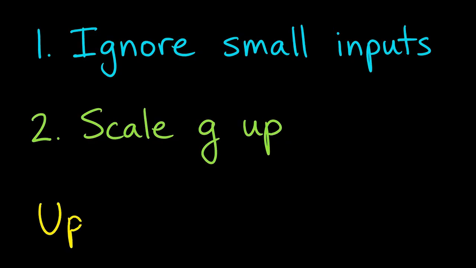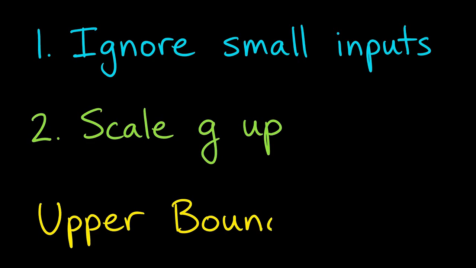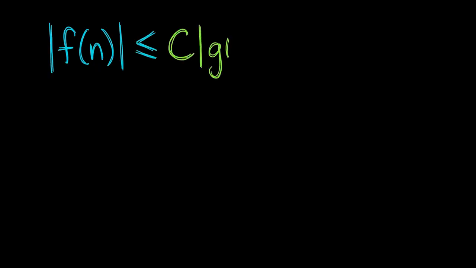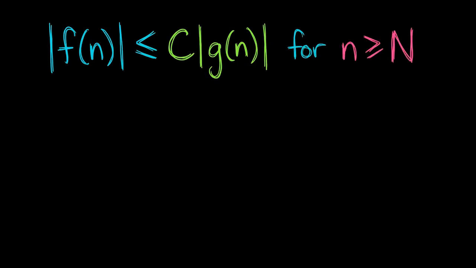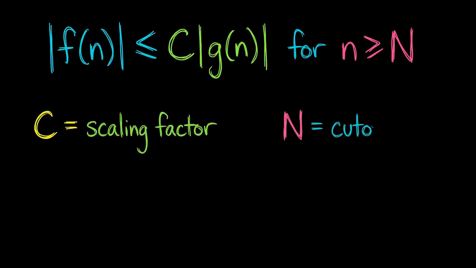Because of that, constants and smaller terms stop mattering. Now the notation. F of n equals O of g of n. Read that as f grows no faster than g up to a constant for large n. That is an upper bound on growth. Here is the formal version, and this is the precise meaning. There exist constants c greater than 0 and n₀ such that for all n greater than or equal to n₀, the absolute value of f of n is less than or equal to c times the absolute value of g of n. C is the scaling factor, n₀ is the cutoff point. Absolute values just keep the definition clean.